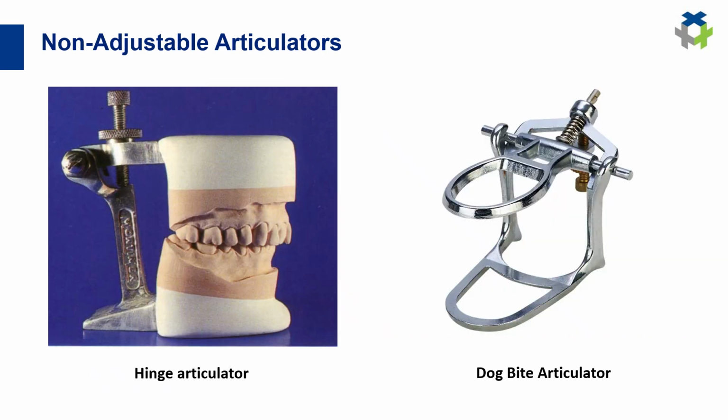The next type of articulator was a modification of these barn door hinge articulators. They were just called hinge articulators or the dog bite articulator. Basically, all these articulators had only one type of movement and hence they were called non-adjustable. They could just open and close, but they were not able to perform other movements or they cannot be adjusted to simulate the patient's exact jaw movements.